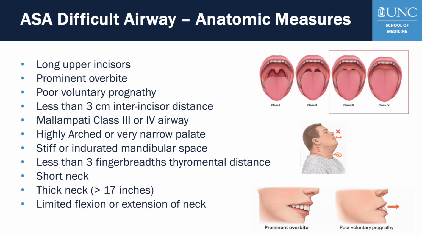Facial and anatomic features can give early warning. Some examples of anatomic features that may suggest a patient will be a difficult intubation include long upper incisors, a prominent overbite, poor voluntary prognathy, less than 3 cm inter-incisor distance, Mallampati class 3 or 4 airway, a highly arched or very narrow palate, a stiff or indurated mandibular space, a thyromental distance of less than 3 finger breadths, a short neck or a thick neck defined as greater than 17 inches, or a patient with limited flexion or extension of the neck.